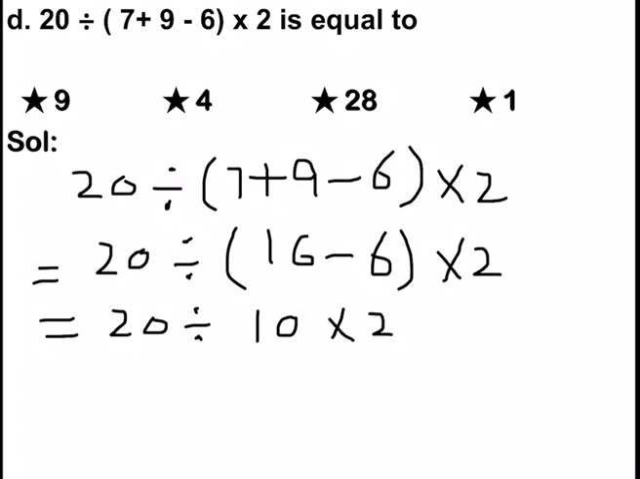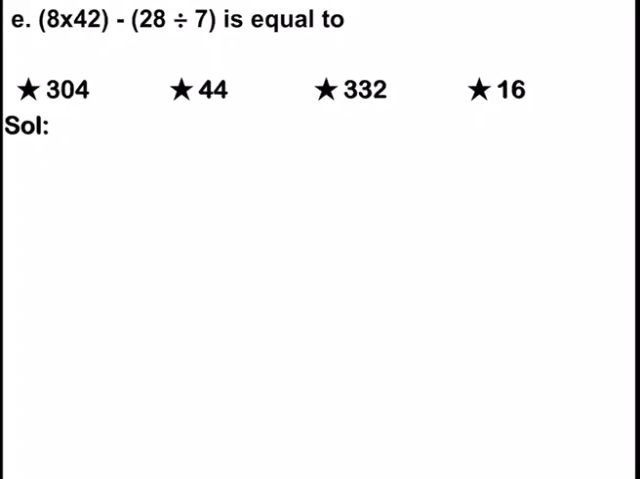Now student, at this stage we have 2 operations, that is division and multiplication. So according to the math rule, first we will solve division. 20 divided by 10 is 2: 10 1s are 10, 10 2s are 20. Multiplied by 2: 2 1s are 2, 2 2s are 4. So the answer of part D is 4. So student, tick option number 2, that is 4. Hope you understand.